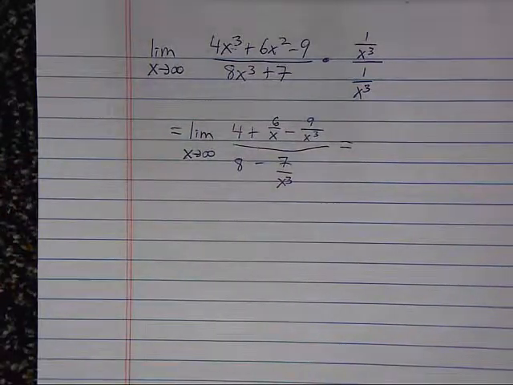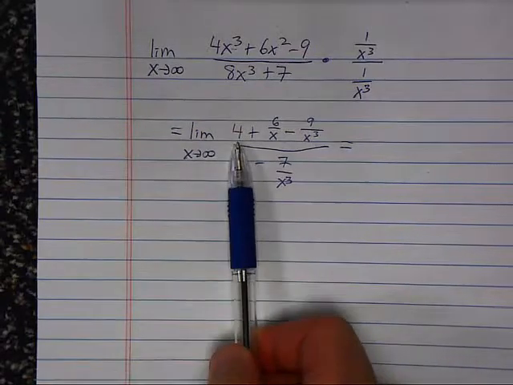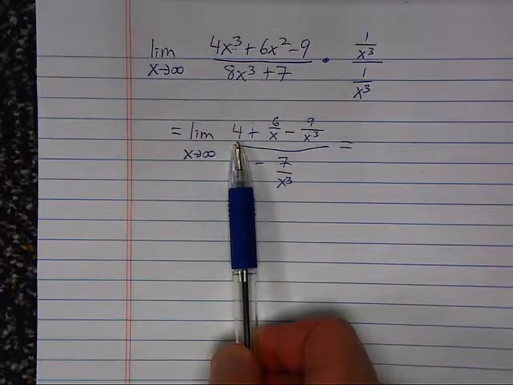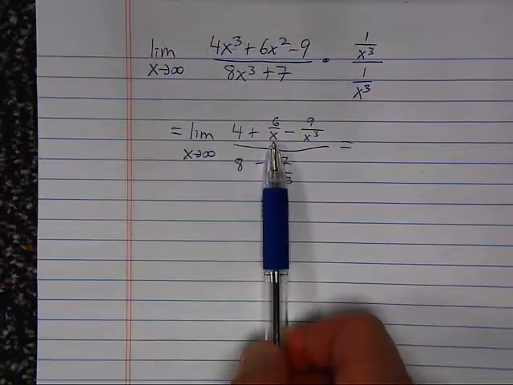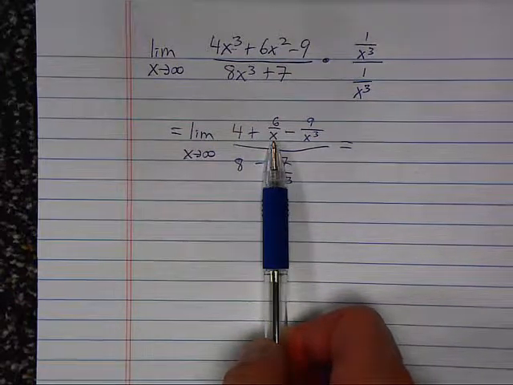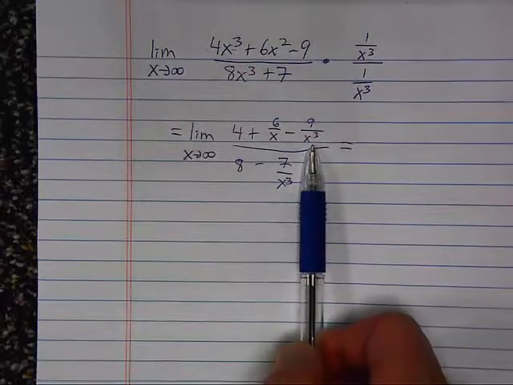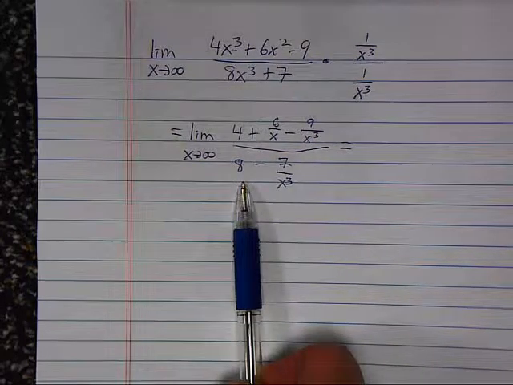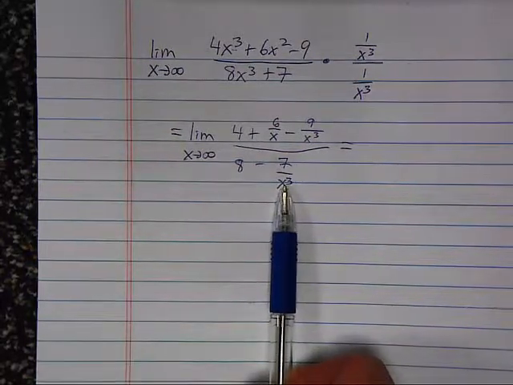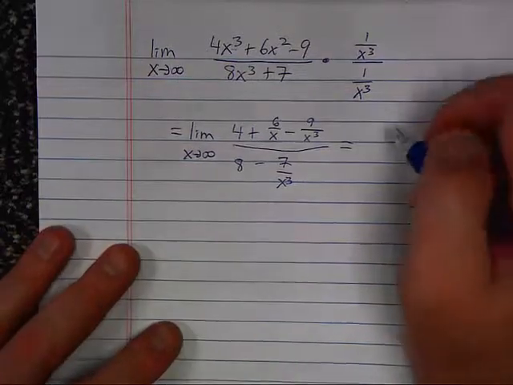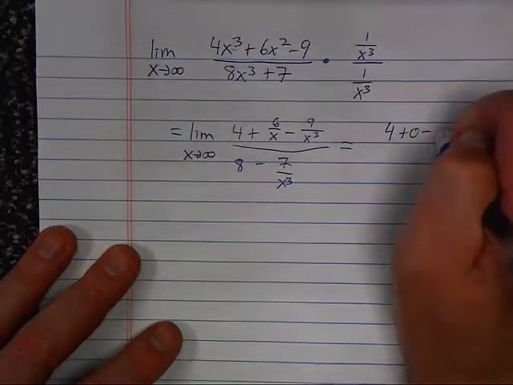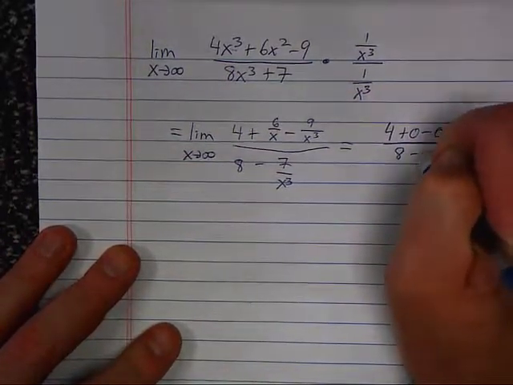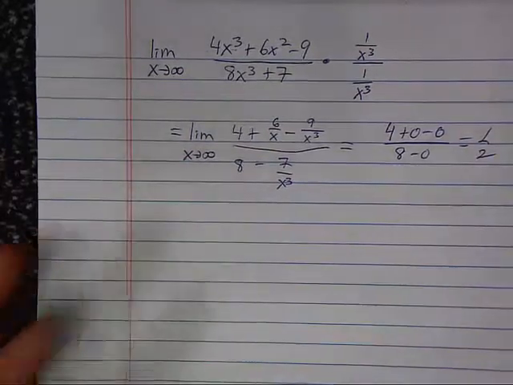So now, what happens when x goes to infinity? 4 is 4. What happens to 6 over x? Getting very small, close to 0. That was our theorem. What happens to 9 over x cubed? Very, very close to 0. 8 is 8. Nothing's happening to that. What happens to 7 over x cubed? 0. So this is 4 plus 0 minus 0 over 8 minus 0. That's 1/2.